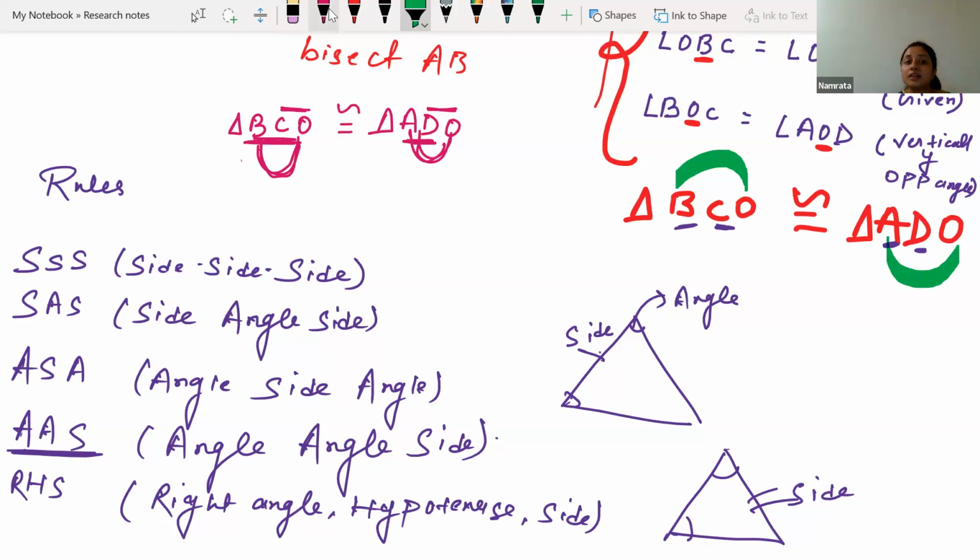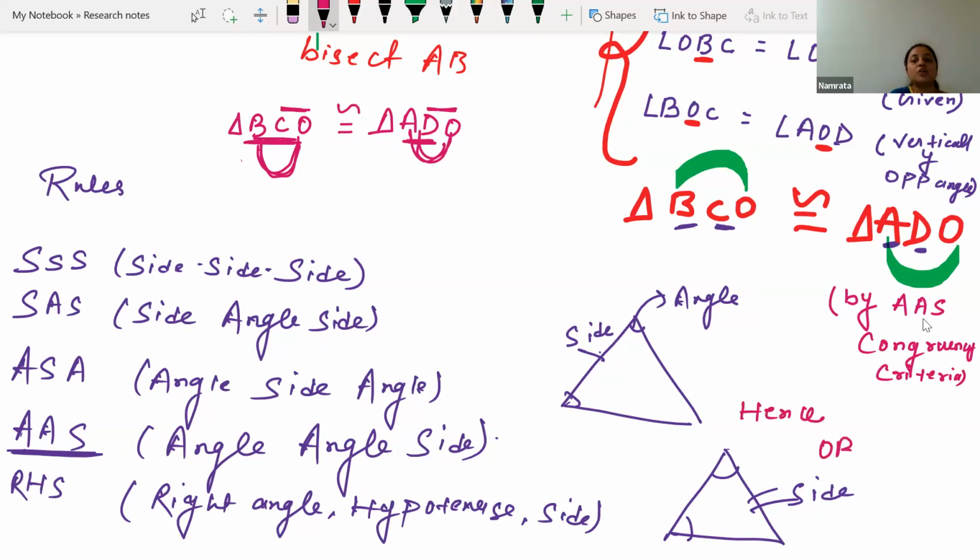Here, one thing I have not written till now, that is the rule. When writing congruency, I need to also write down the rule. By which rule have we done this? Angle, angle, side, right? So by angle, angle, side congruency rule. And here only we can write hence OB or BO is equal to AO, by CPCT. CPCT means because these two are corresponding parts of congruent triangles. Is it clear to everybody?